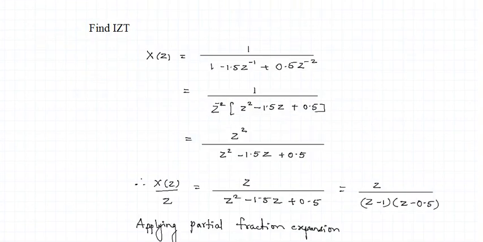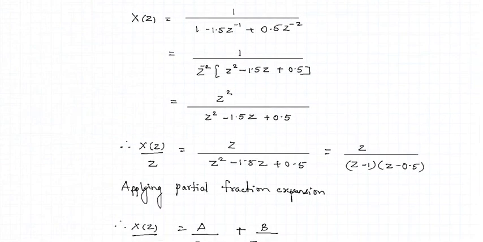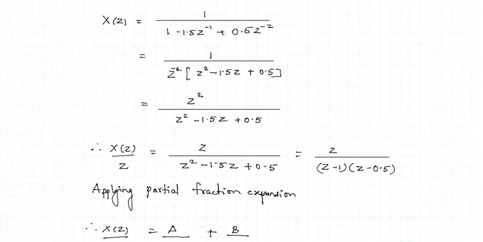Moving to the third example. So here is a third example discussed. You have been given a transfer function and you have been asked to find the inverse Z transform using partial fraction expansion. Now how do I solve this particular problem?